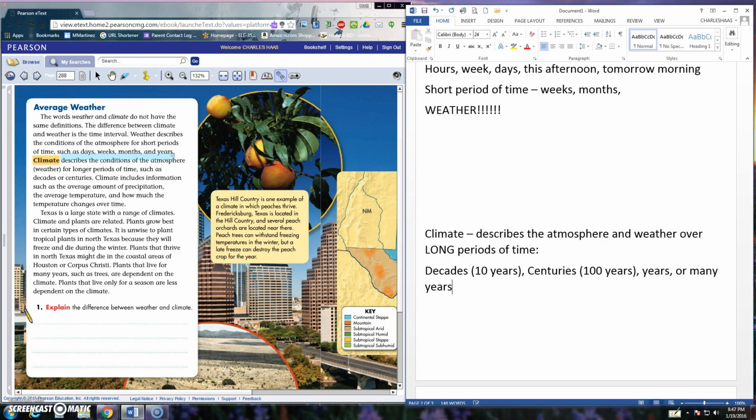So this is where I'm going to put the word years. I'm going to put years down here with climate. So climate is the weather patterns over the year, over many years, over decades, 10 years, or over centuries, hundreds of years.